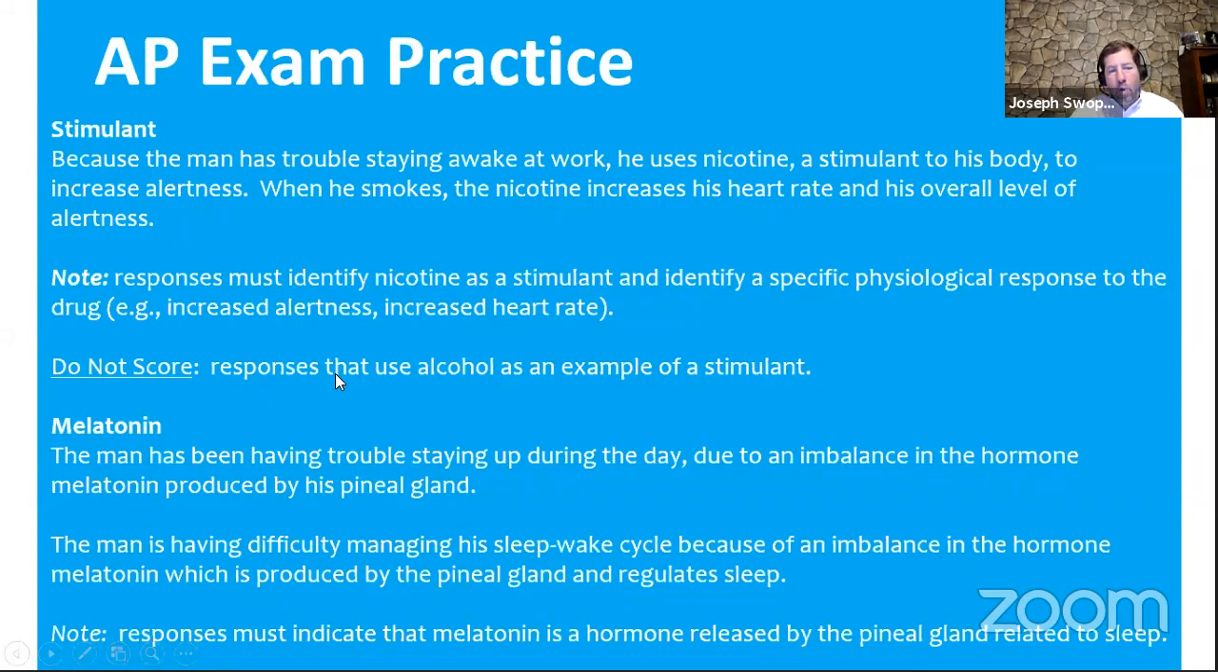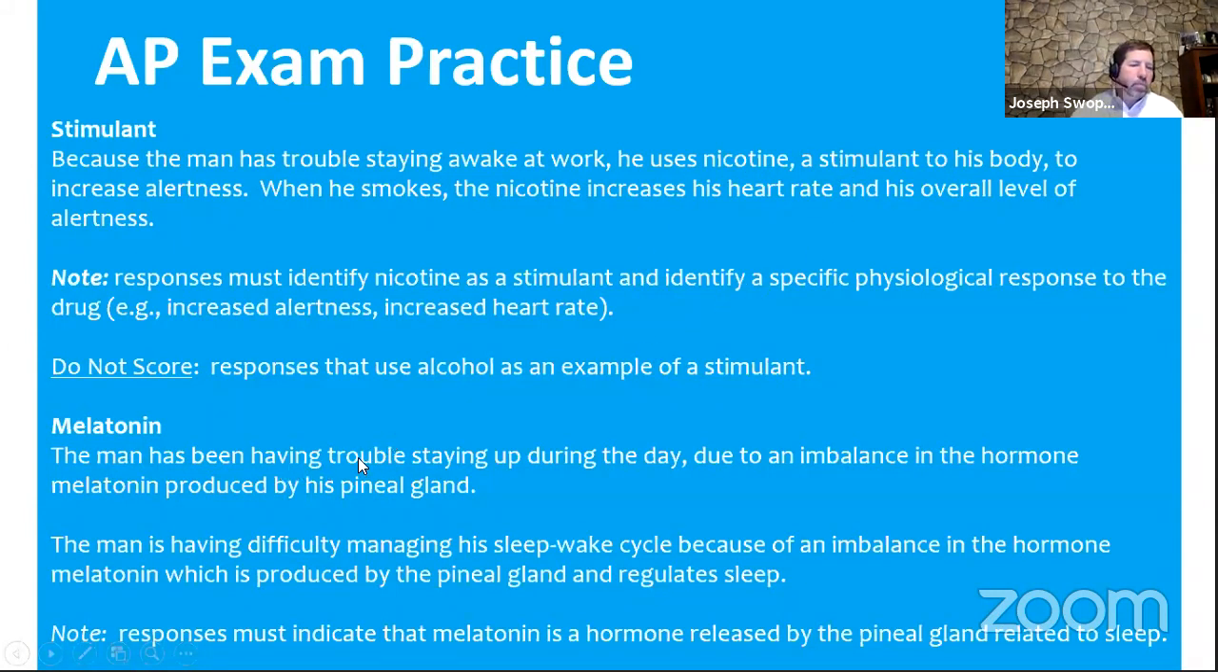Do not score. Now, a quick word on what scores and what does not score. Until the readers get the rubric and we know what the questions are, it's going to be tough to say what exactly scores. But if you say something that is directly contradictory to the information at hand and contradicts yourself, that will not score. So if you say alcohol is a stimulant, or if you were to say nicotine is a depressant, that would not score.